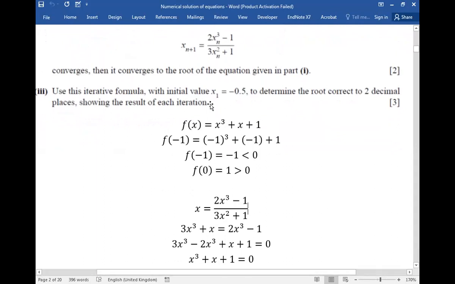Now the question is telling you what is the first value that you're supposed to plug in. What is it? Minus. The root has to be provided correct to 2 decimal places, showing results of each iteration. Now I heard the question has not told you, because it's a very old question. In the recent ones, it tells you the significance of your iterations. So I'm telling you, write all your iterations correct to 4 decimal places.